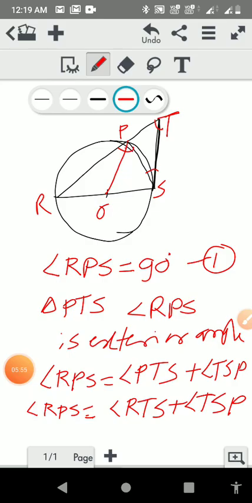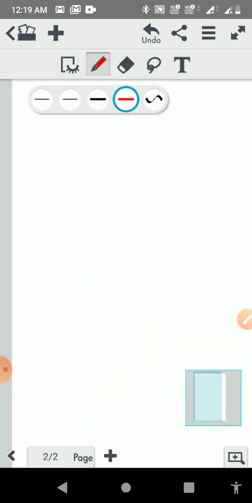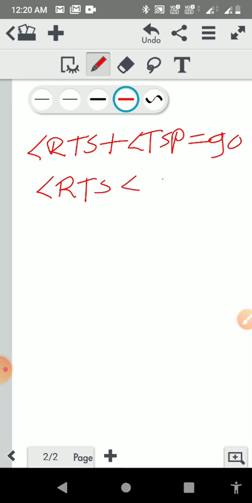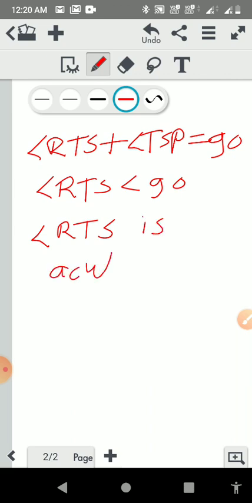Okay, I can write angle RPS equals angle RTS plus angle TSP. If we see this addition, that is angle RTS plus angle TSP is 90 degrees, isn't it? So if this addition is 90 degrees, this angle RTS must be less than 90 degrees, isn't it? And if it is less than 90 degrees, we can say that RTS is an acute angle, and that is what we have to prove, isn't it?